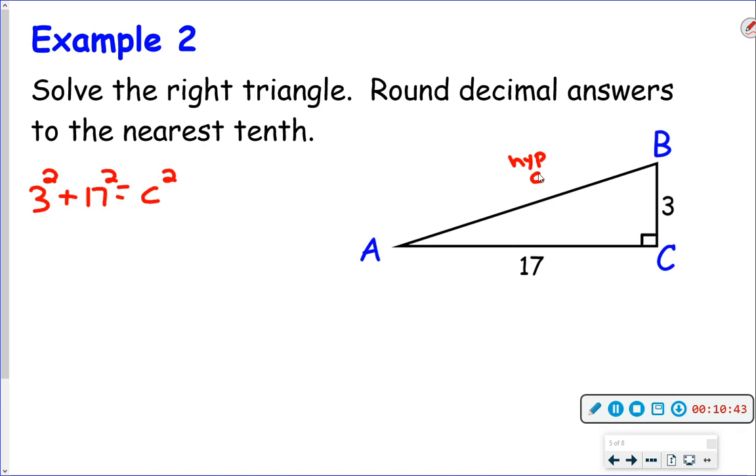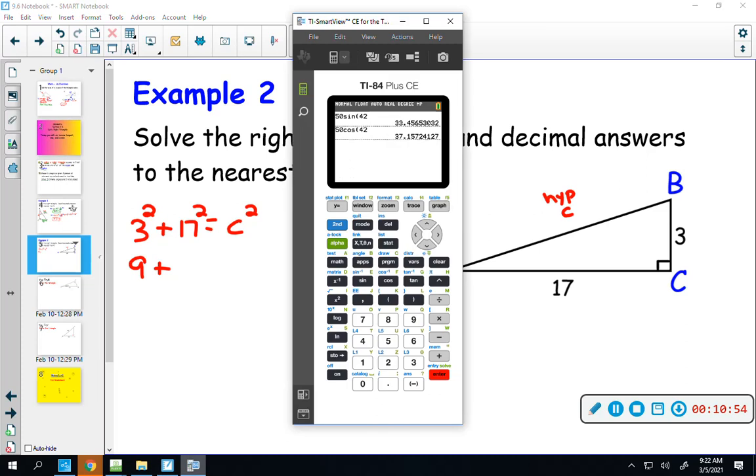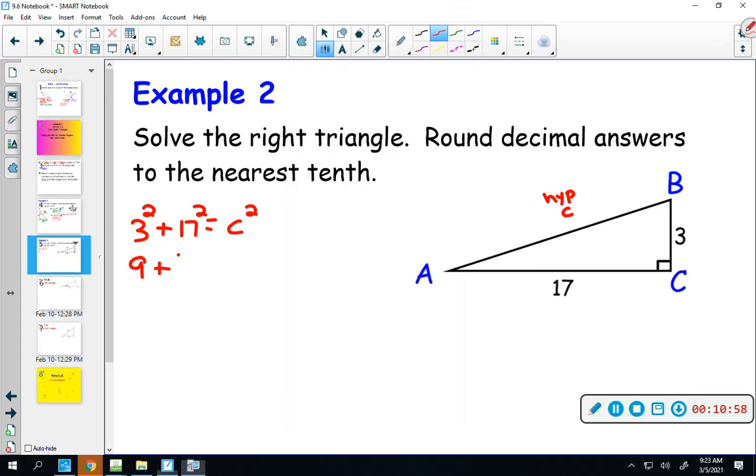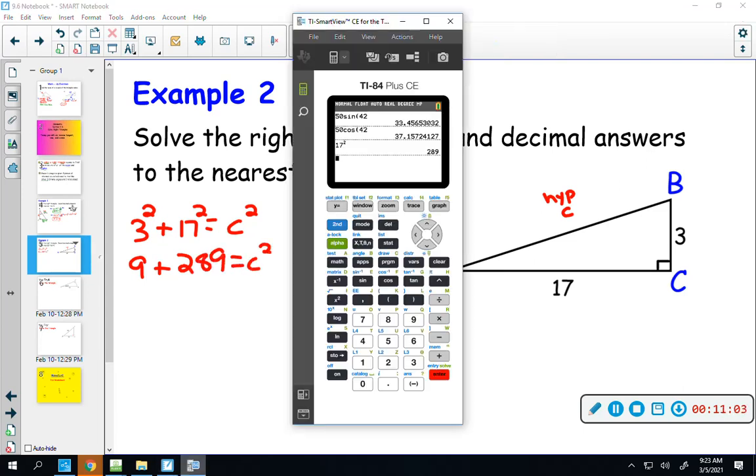Okay, so let's do our Pythagorean theorem. Calculators out, 3 squared is 9. Punch it in with 17 squared. I just want to make sure we're clear in our calculators what we're doing. So 17 squared, of course, is 289. Most of your calculators are sophisticated enough that I can just type in the 3 squared plus the 17 squared and have it do it all in one big shot for me. 9 plus 289, of course, is 298.